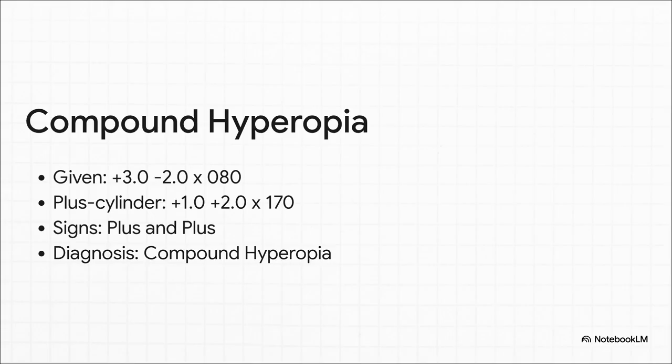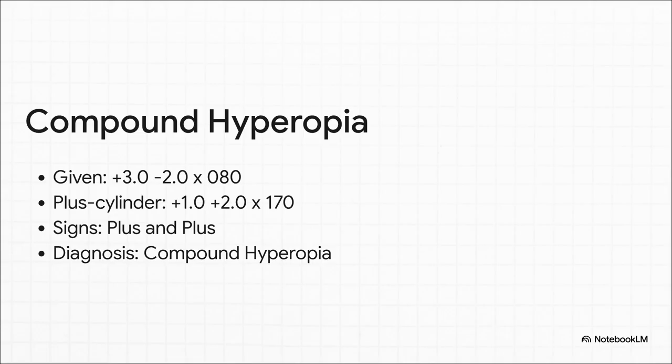All right, let's walk through the clinical reasoning together. So you're given a minus cylinder refraction. Step 1, convert it to plus cylinder. You add the sphere and cylinder to get the new sphere. Plus 3 and minus 2 gives us a plus 1.0 sphere. Flip the cylinder sign to plus 2.0. Then rotate the axis 90 degrees to get 170. So our transposition is plus 1.0 plus 2.0 at 170.